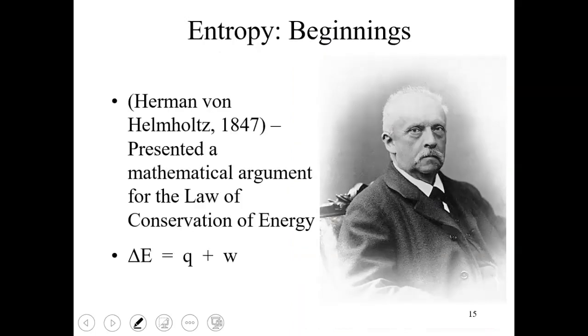Let's do a little history here. This is Hermann von Helmholtz, who was the one that actually presented a mathematical argument for the law of conservation of energy. Remember, we discussed this equation, delta E equals Q plus W, the two ways in which a system can interchange energy with the surroundings is either heat or work. He was the one responsible for that formulation.